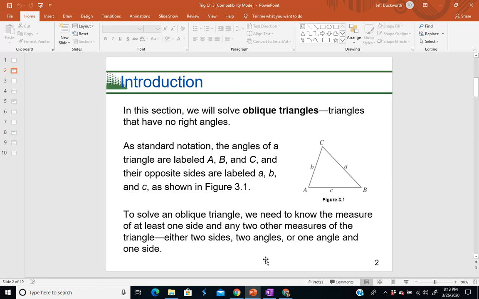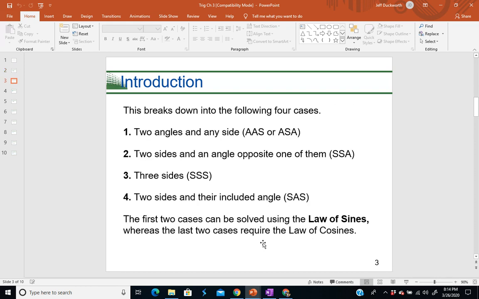All right. We can solve for all of the sides and all of the angles, provided we have certain information. So we either need to have all the sides, or two angles and a side, or two sides and an angle. And we'll go over that right here. So these are the different possibilities.